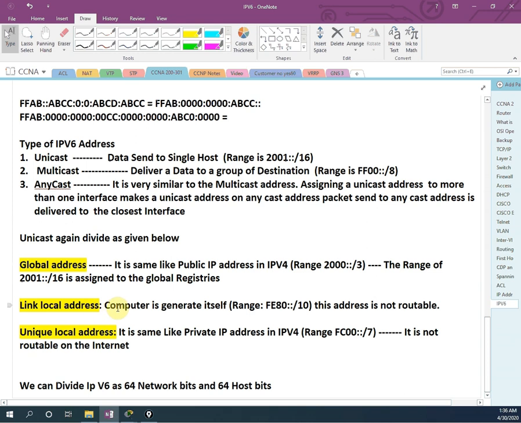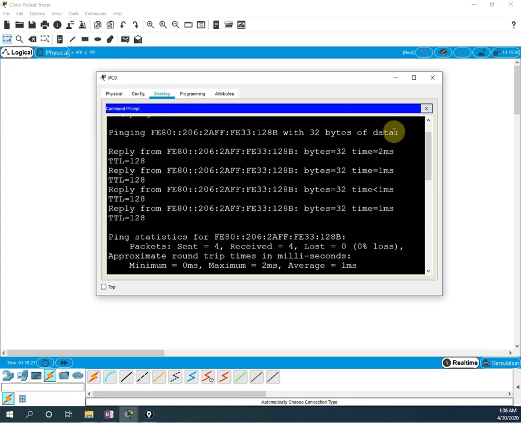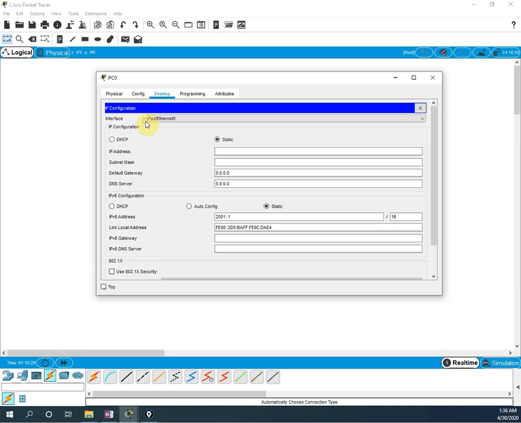And link local means the computer generates it itself. So if we don't have an IP address, we have an option there to automatically generate. I will show you in the Packet Tracer. See here, let me open this one PC. If you go to this address, you will select auto generate. So it will generate itself.